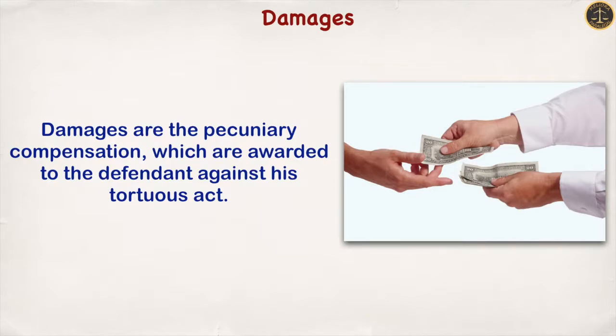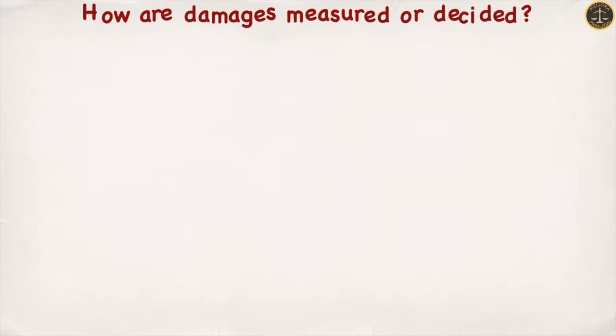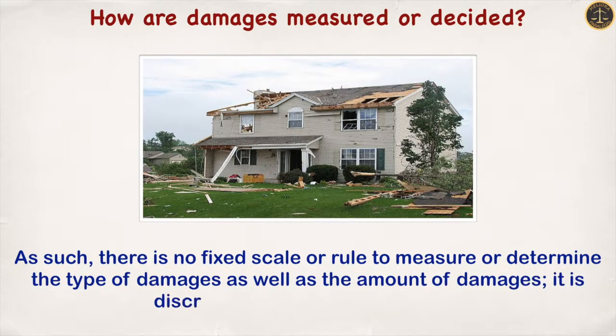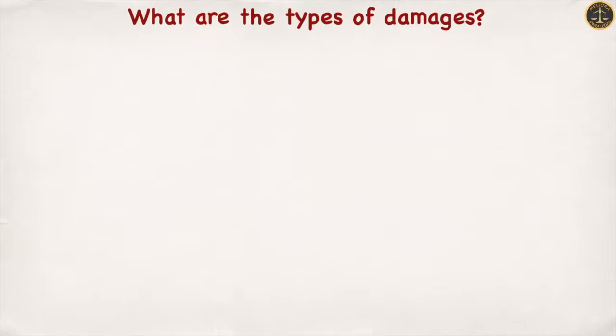Now, the next question is, how are damages measured or decided? As such, there is no fixed scale or rule to determine the type of damages, as well as the amount of damages. It is the discretionary power of the court. However, while determining the damages, the court considers the cause, facts, circumstances of a case, nature of damage, etc. Now, the next question is, what are the types of damages?